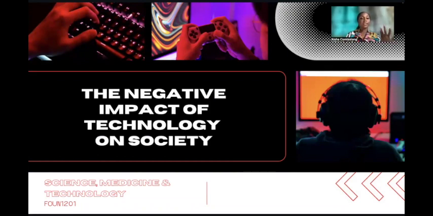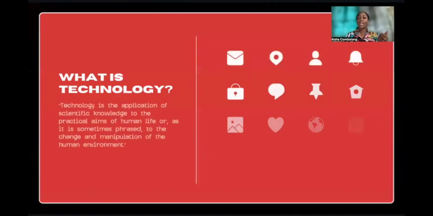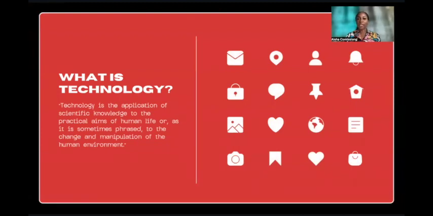The topic is the negative impact of technology on society. Now, when we think about technology, computers and telecommunications are what come to mind, but it is more than that. Technology is not only limited to computerized equipment, but it is the application of scientific knowledge, tools, and techniques to the practical aims of human life, or, as it is sometimes phrased, to the change and manipulation of the human environment. Now, technology signifies the advancement of a country.